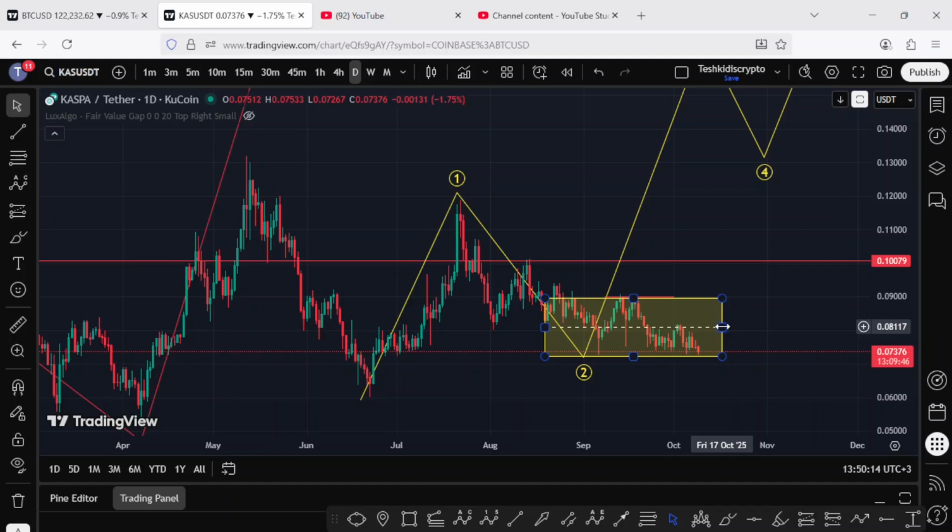Kaspa at the time of this recording continues to see further breakdown moves, and on the daily chart we continue to hold within a Fibonacci key area of support between the 0.08962 and the 0.07239, which is that yellow target area.